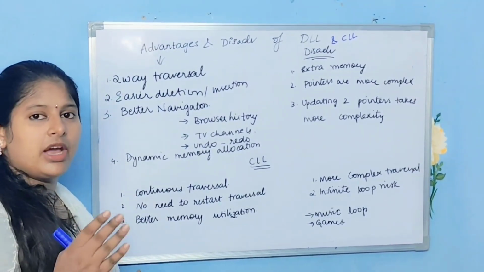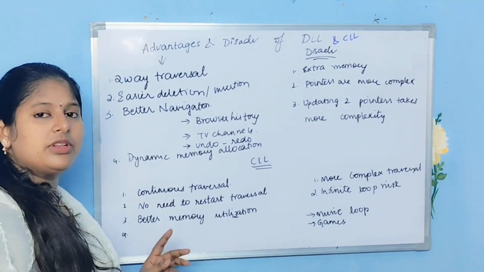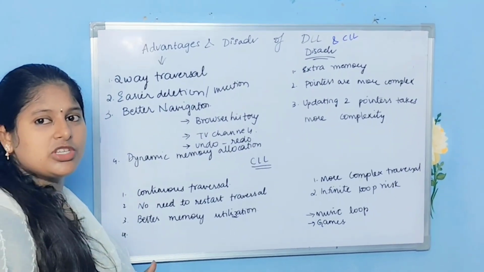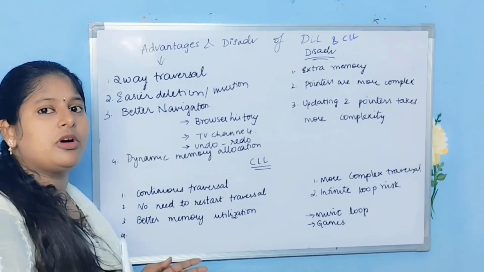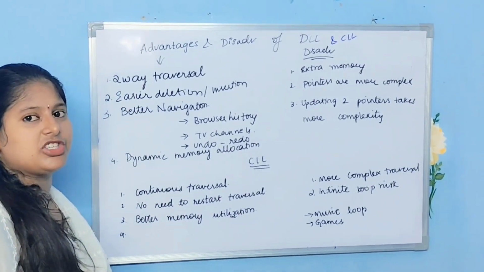In case I am at the 20th element or something, I can go to my first element with the help of the previous pointer. In case I am at the same 20th position, I can go to my last node with the help of the next pointer. Okay, so you can traverse in forward and backward directions.